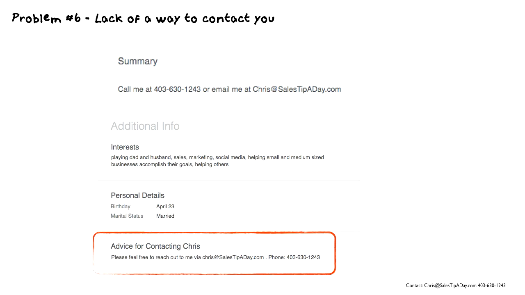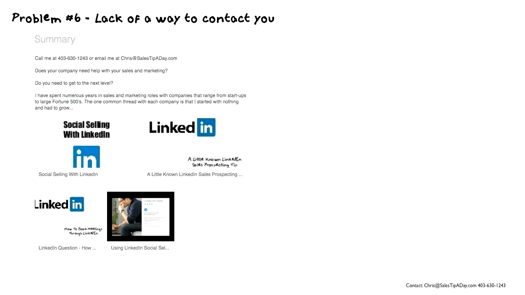So my suggestion would be, in the first line of your summary, put something in like I do. Call me at my number, email me at this email address. There's also a section in your LinkedIn profile which has additional information, and one of the ones is advice for contacting Chris. Put your information in there as well, and that way people will connect with you. If you take a look at my summary here, I've got that call me at, and there's all the information in there.